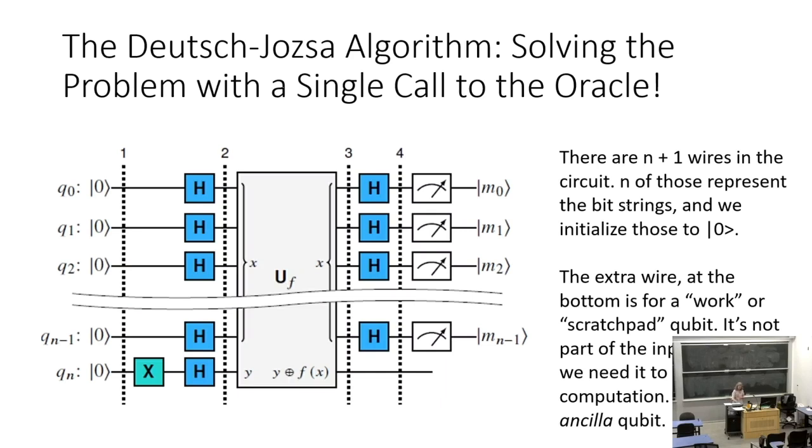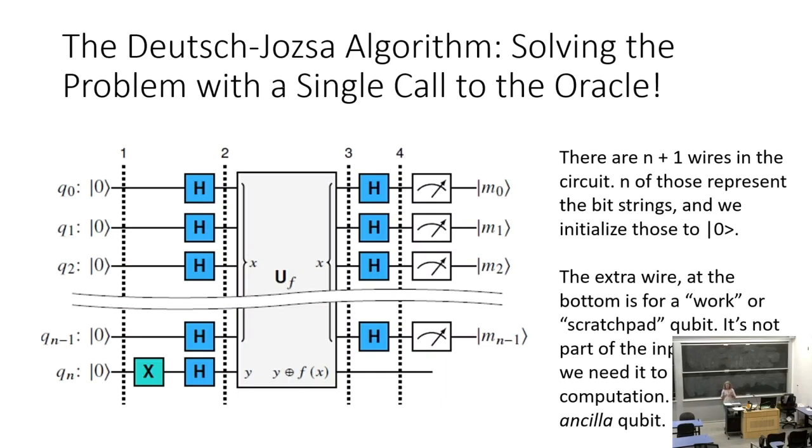And then we have this extra wire here at the bottom. This is going to be our work qubit. We call it an ancilla qubit. It's not part of the input data, but we need it to do our computation. We need it to make this problem efficient. It's exactly like how we used the second qubit in the Deutsch problem, but now we're using it in a more complex landscape.